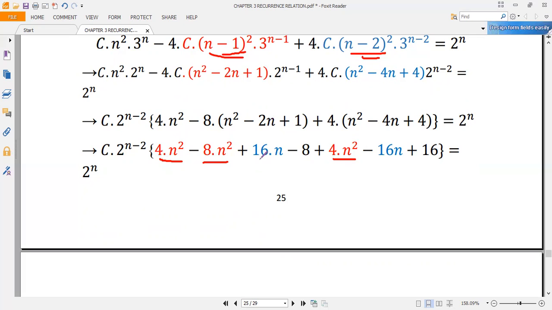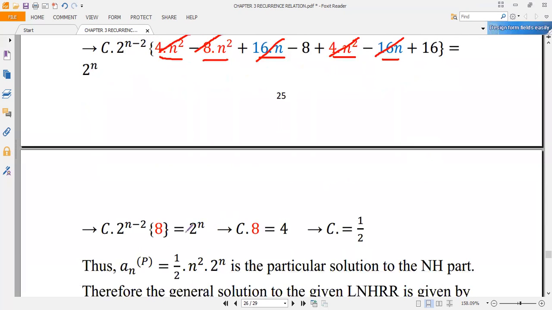And the other one is plus 16n and minus 16n, and the number is minus 8 and plus 16. So this term plus this term is 8n squared, cancelled by this minus 8n squared, and plus 16n is cancelled by minus 16n. So minus 8 plus 16 is positive 8. So c times 2 to the power of n minus 2 times 8 is equal to 2 to the power of n. So rearranging, we get the value of c will be this one.